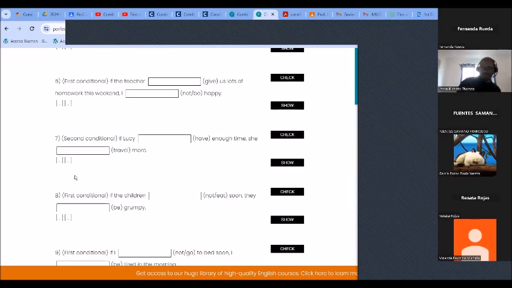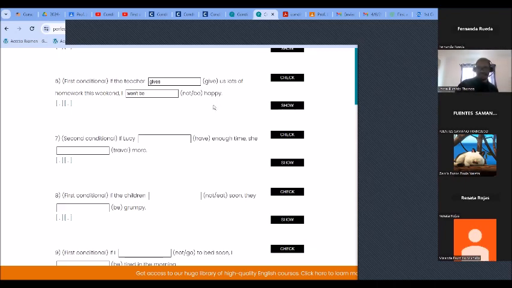Also first conditional. If the teacher gives us lots of homework this week, I won't be happy. Remember: if plus present simple, will plus present simple. All right, good. Let's continue with second conditional.